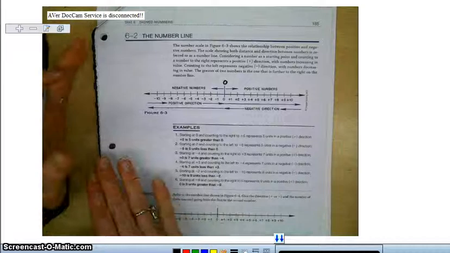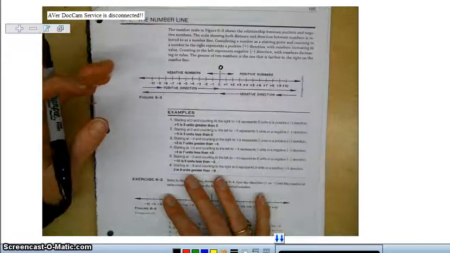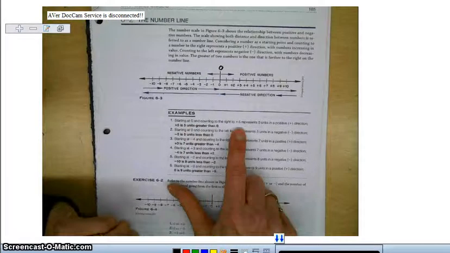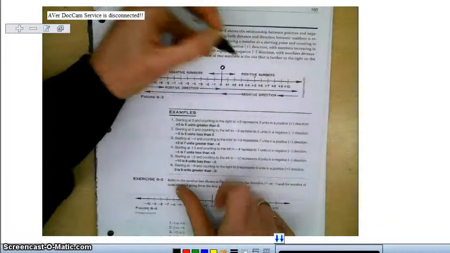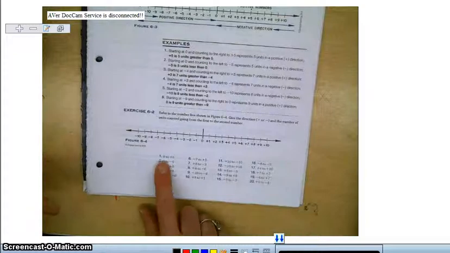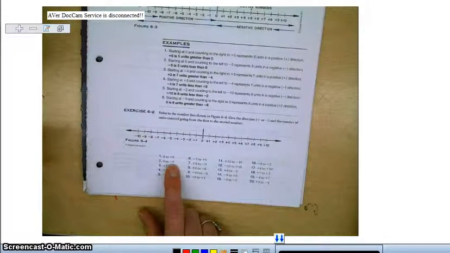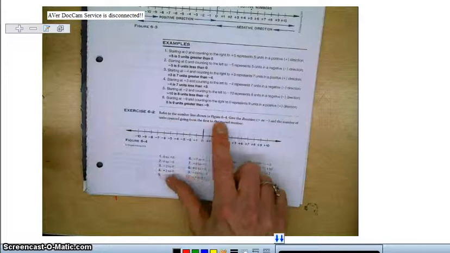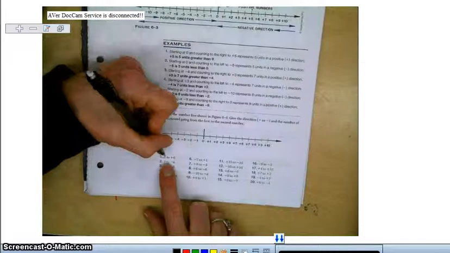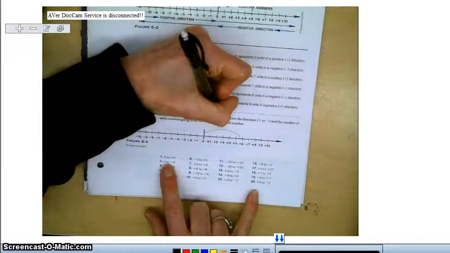Anything on the left is less than anything on the right in a number line. So just some examples. Starting at 0 and counting to the right, 5 represents the number 5 in the positive direction. Starting at 0 and counting to the left, 5 represents negative 5. So we can use the number line down here. It says refer to the number line shown in figure 6.4, give the direction, plus or minus, and the number of units counted going from the first to the second number. So 0 to 6 is positive 6.